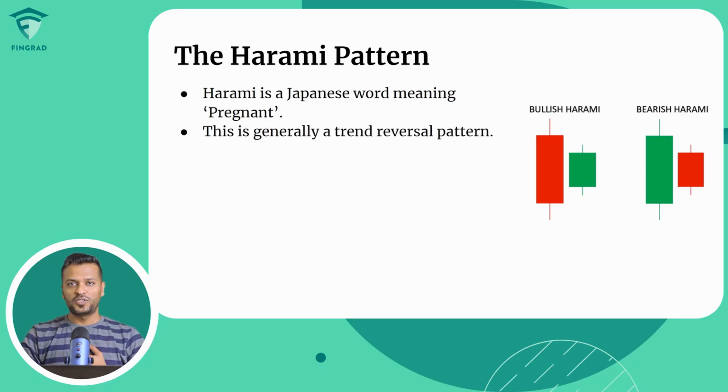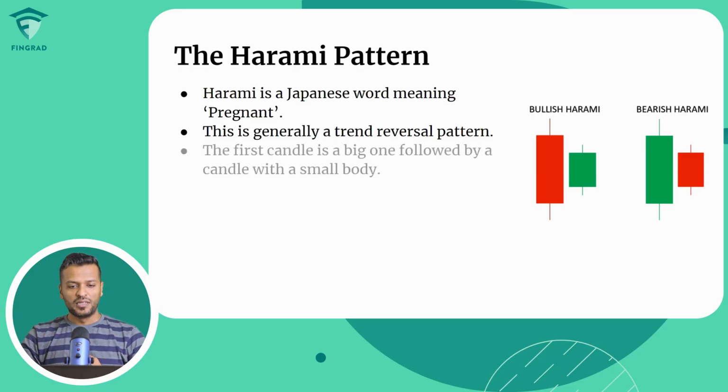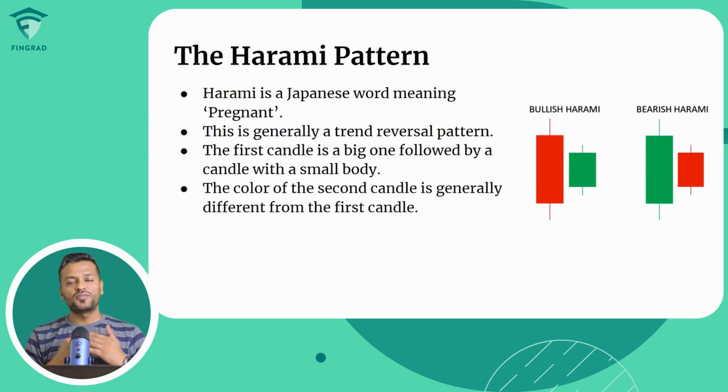Now, it is important for us to understand that the prior trend here could be bearish in case of a bullish Harami and could be bullish in case of a bearish Harami. But once this formation happens, there's a very good chance we could see a trend reversal in the market. The first candle is a big one, as you can see on the screen, and it is followed by a small candle which is completely engulfed by the previous candle. The color of the second candle is generally different from the first candle.